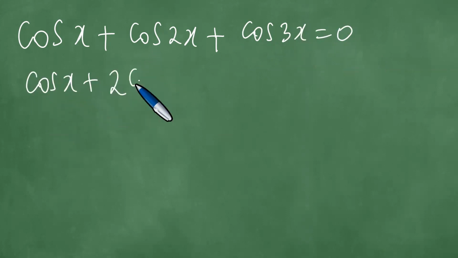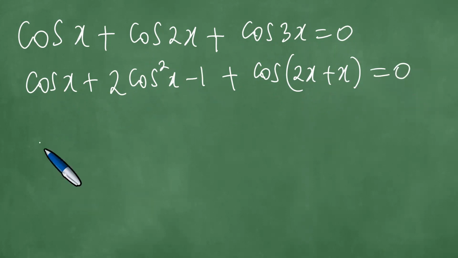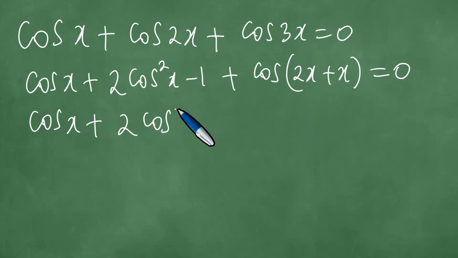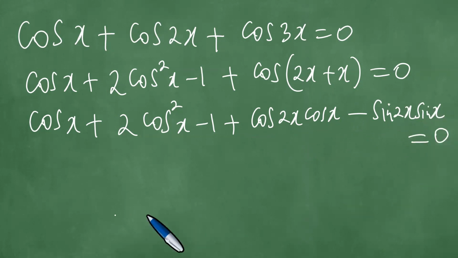This is cosine x plus, now, cosine 2x is 2 cosine squared x minus 1, plus, then we have here cosine of 2x plus x equals 0. And this is cosine x plus cosine 2x, which is 2 cosine squared x minus 1, plus cosine 2x cosine x, using the compound angle formula, minus the sine of 2x times the sine of x, and the result is 0.